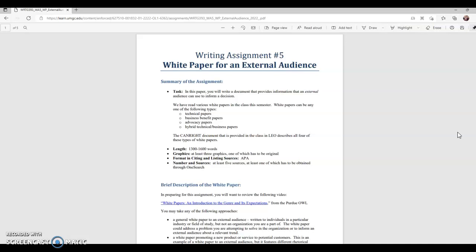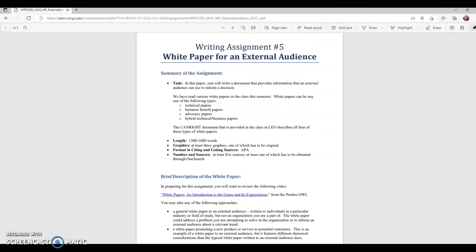In this paper, you will write a document that provides information that an external audience can use to inform a decision. If you reflect back on writing assignment number 4, you wrote to an internal audience member. You wrote to Smith, who was the owner of Force Lawn Services. And now you're talking about an idea or a concept where you're writing toward people who do not work at your organization.